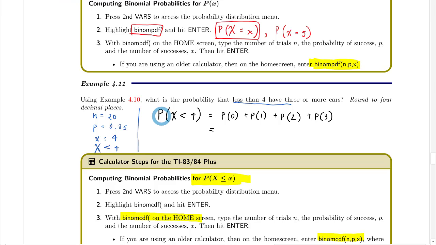So let's figure this out. If here is a number line, here's 0 through 20, right? The trials. Here's 4. And if I want less than 4, here's 1, 2, 3. I want 0 through 3. So the probability that x is less than 4 is the same as the probability of x less than or equal to 3.